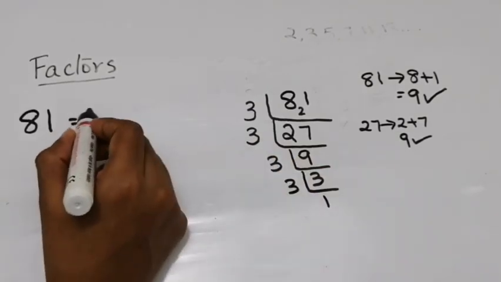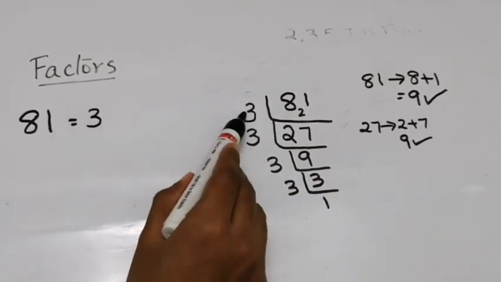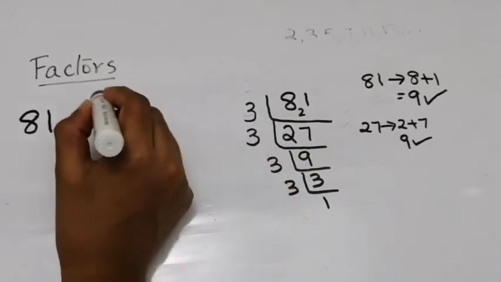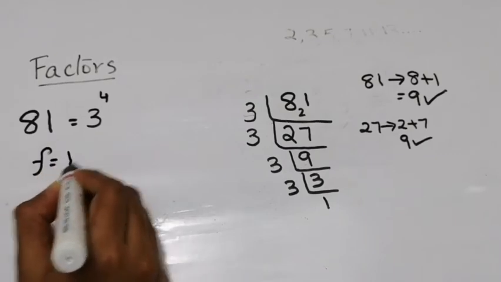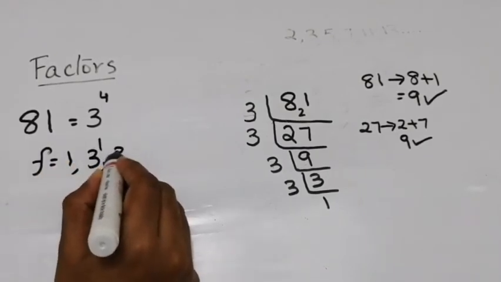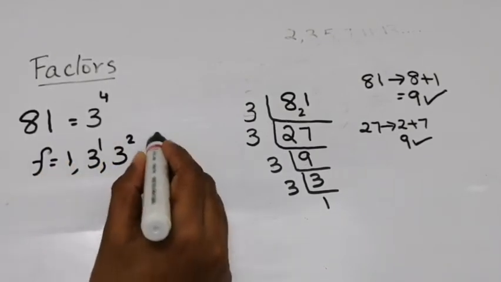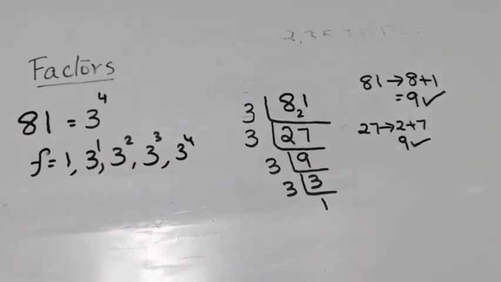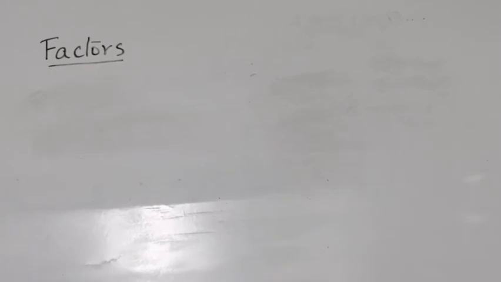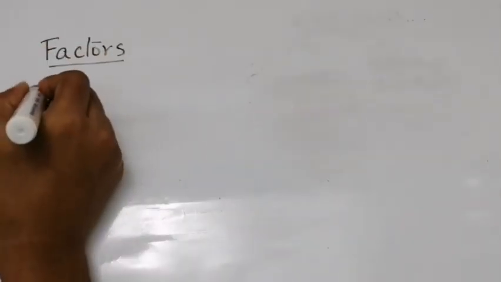So how do you write the answer? How many 3's are there? 1, 2, 3, 4. So 3 to the power 4. So how do you write the factors? First 1 only. Then 3 to the power 1, 3 to the power 2, 3 to the power 3, 3 to the power 4. These are the factors.